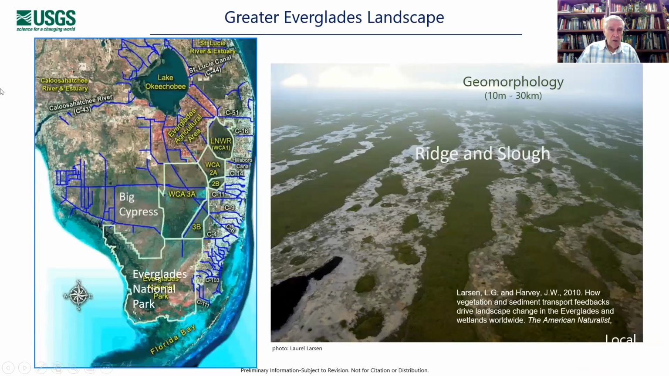The left-hand slide shows southern Florida, with the two areas that we've been involved in modeling: Everglades National Park and Big Cypress National Preserve. To the right, you can see the typical landscape in Everglades National Park. It's called a ridge and slough landscape. And the geologic formation of this landscape has been explained pretty well mathematically by Laurel Larson and Judd Harvey.